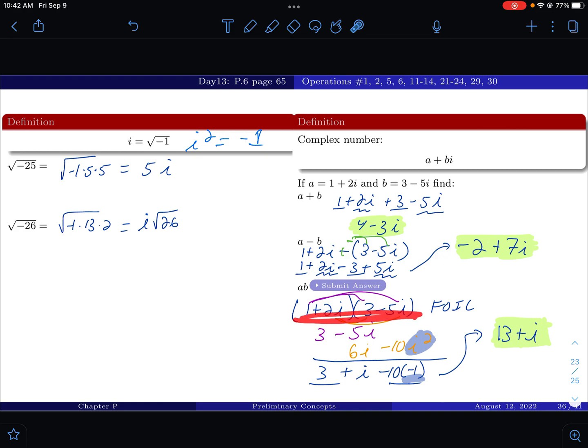Anytime you multiply complex numbers, you're going to have an i squared, which means you're going to have another number that gets added to the first term.